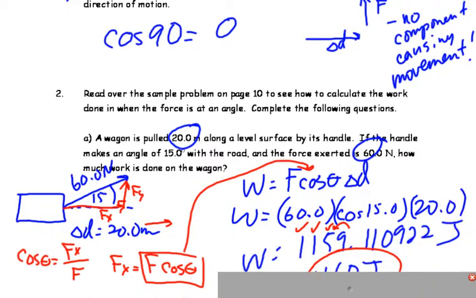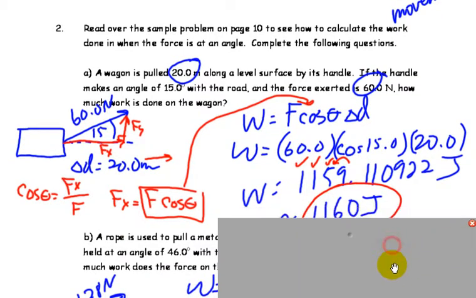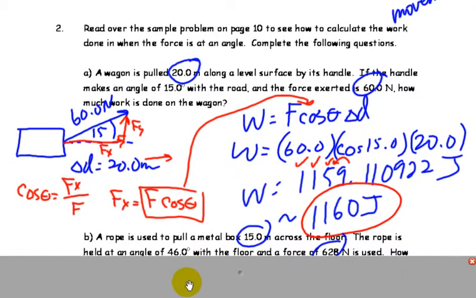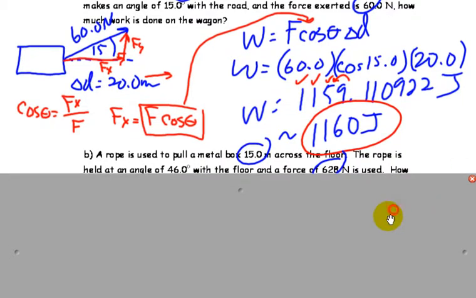So we get 1,159.110. Looking at all my numbers here, they're all 3 sig figs, so the 9 bumps us up to a 6, so 1160 joules.